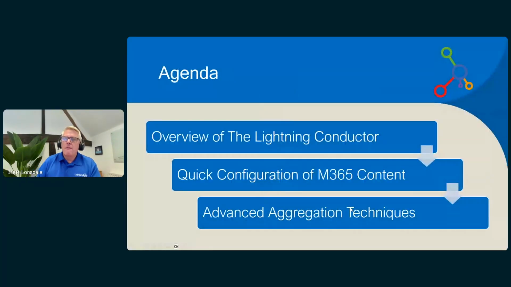And like I said, we're going to focus on the Lightning Conductor today. We're going to start off with just an overview of what the Lightning Conductor can do. Even if you're using the Lightning Conductor already, quite often people use it for a specific purpose, and that could be rolling up document libraries or rolling up tasks or something like that. We're going to go way beyond that today and look at different types of content that you may want to aggregate and report upon, and we'll take a look at how you can build out some very rich reports across that content.